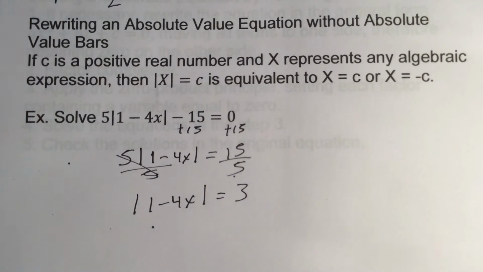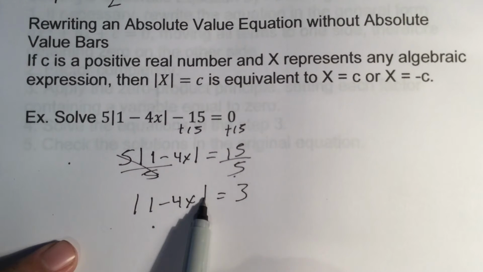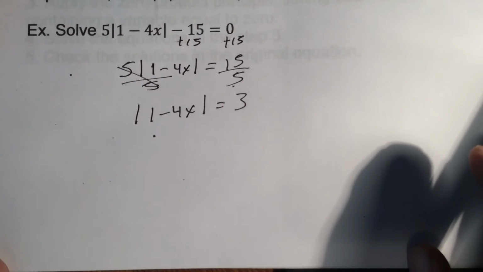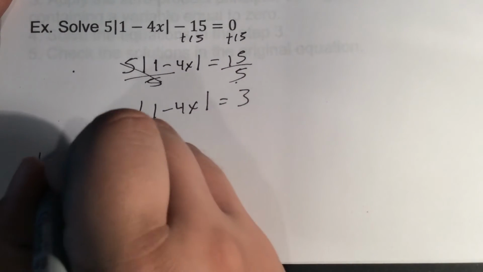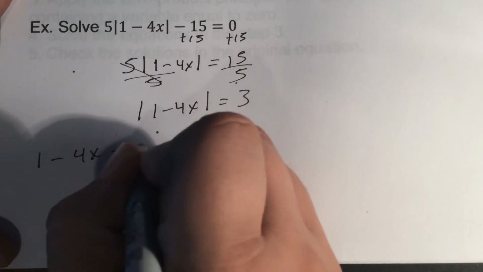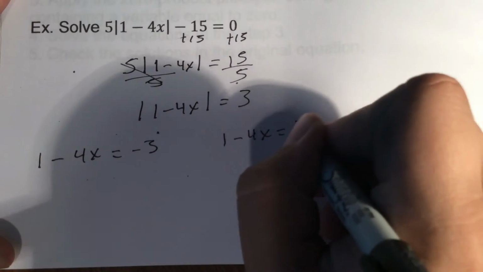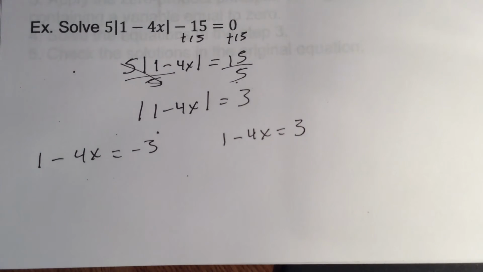So here's the critical point. We have just absolute value on this side equals a positive, so we're good to go. So now we break it into two different equations. So 1 minus 4x equaling negative 3 and 1 minus 4x equaling positive 3. And then we can go through and solve.